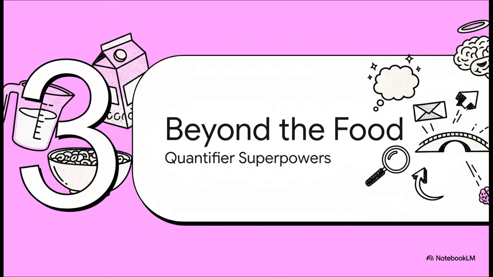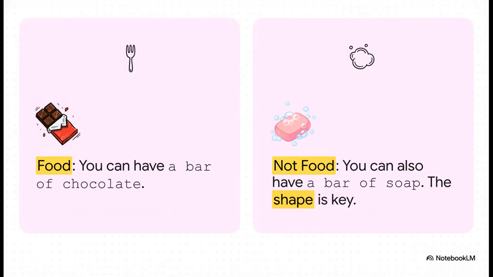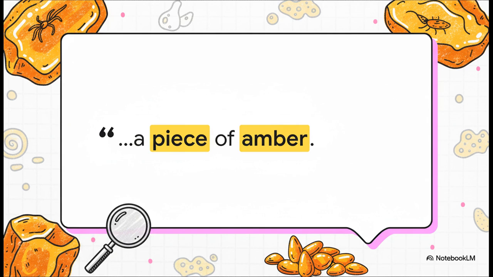Okay, so we've got quantifiers for containers and for portions. But this is where it gets really interesting. These words aren't just for the kitchen. They have these amazing linguistic superpowers that let them jump into totally different situations. Just take the word bar. Of course, you can have a bar of chocolate. Makes perfect sense. But you can also have a bar of soap. The quantifier isn't describing what it's made of. It's describing the shape, that long rectangular block. That's its superpower.